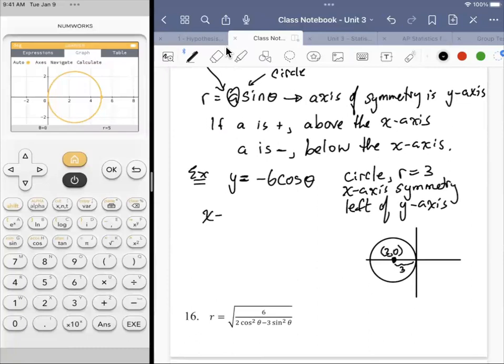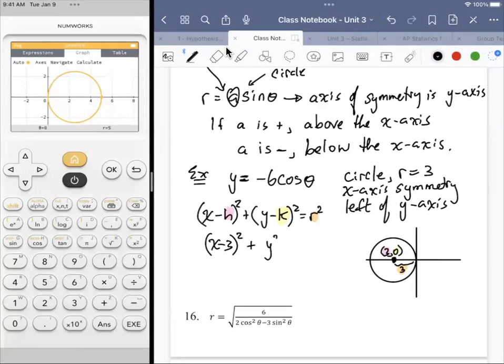And if I go back to my standard form for a circle, I can replace the h with the x value of my center, the k with the y value of my center, and the r with the radius. So x minus 3 squared plus y minus 0, so y squared, is equal to 3 squared, which is 9.